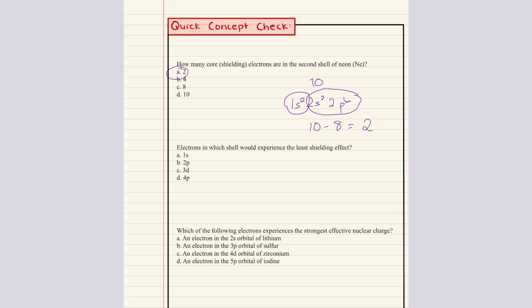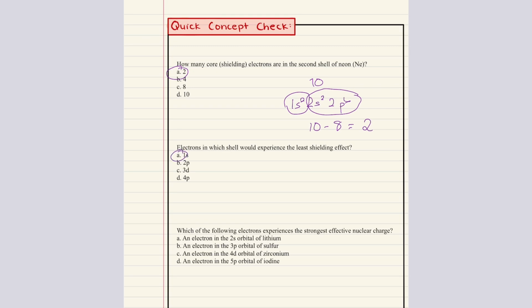The next problem says electrons in which shell would experience the least shielding effect. Shielding occurs, again, when inner core electrons block the attraction between the nucleus and the outer valence electrons. The closer an electron is to the nucleus, the less shielding it experiences. The 1s orbital is going to be the closest to the nucleus, and that means those electrons are going to feel the full nuclear charge with no shielding from other electrons. Electrons in orbitals like 2p, 3d, 4p experience more shielding due to the presence of inner electrons. Therefore, the correct answer here is going to be A, 1s.